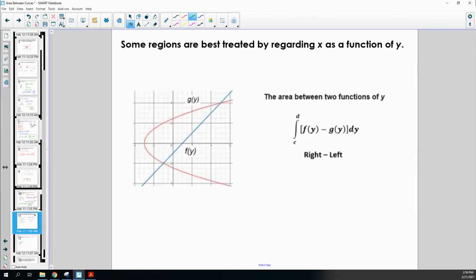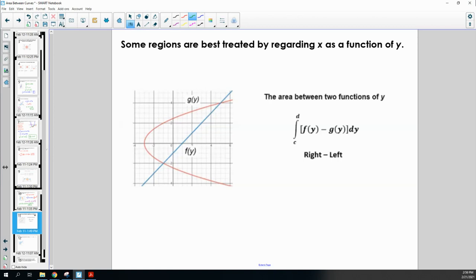So there's one other way to find the area between curves. So what we've been looking at so far was top minus bottom. But what happens if we're trying to find an area where there's not really a top function and a bottom function? There's more of a right and left. So when there's a right and left, we are going to treat it as x as a function of y instead of y as a function of x.